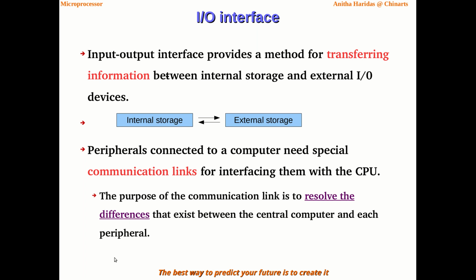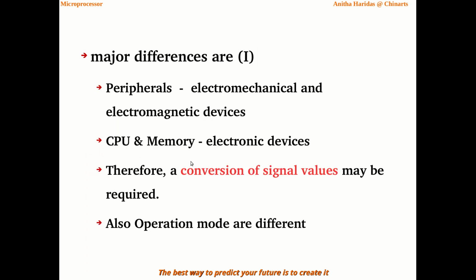Now the first point that you have to understand from this slide is that the input-output interfaces are used to transfer the data from the internal storage to the external storage and vice versa. This is point number one. Now the question is, if I want to transfer the data, why don't I directly have a connection from the peripheral device to the processor? I can't have this kind of communication link because of some differences between the computer, which is nothing but your microprocessor, and the peripheral devices. Now, what are the major differences?